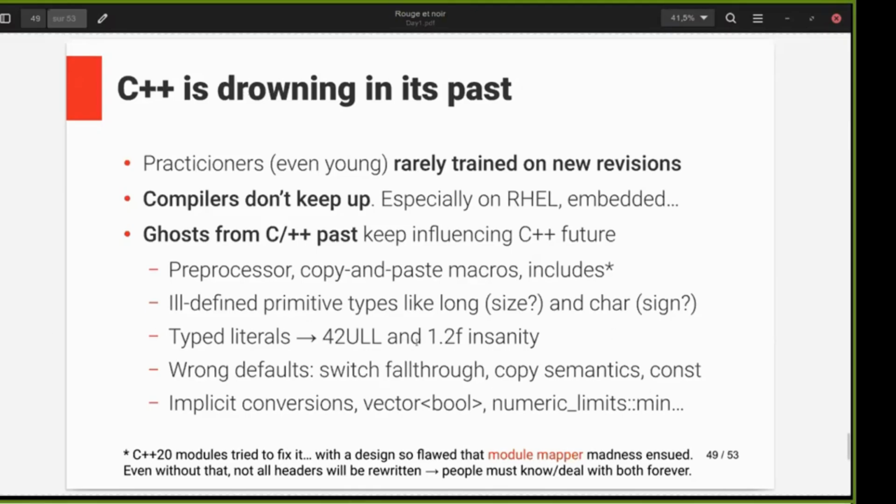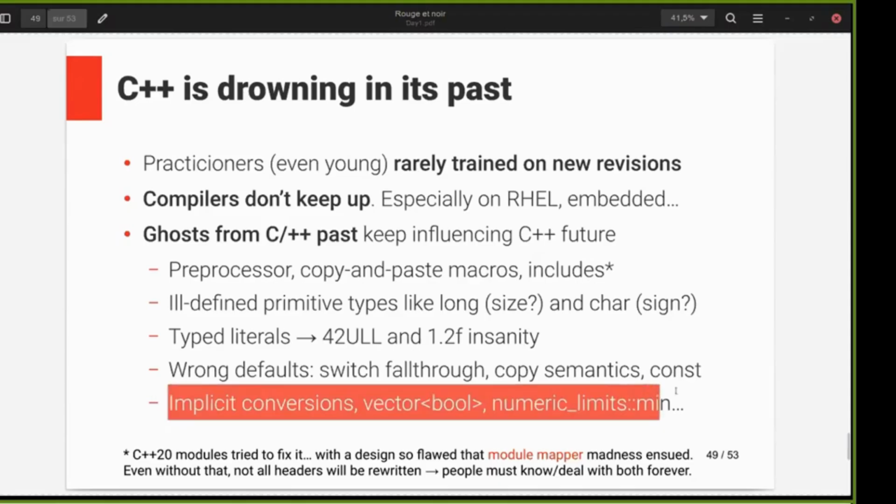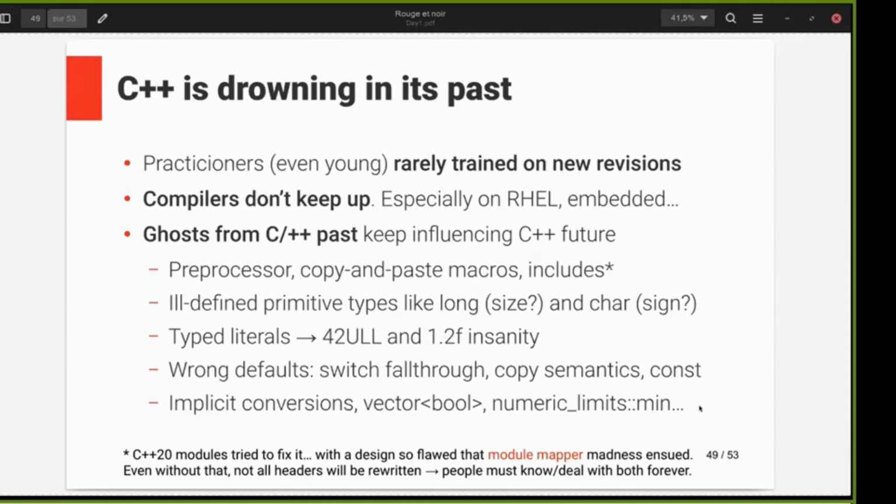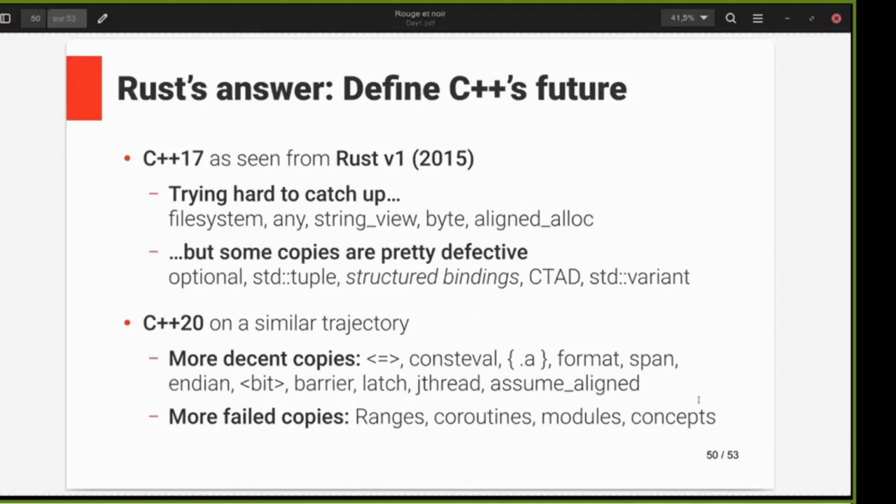Type literals, in my opinion, were a major mistake in the design of C that C++ inherited. It means that if you want to do a single precision computation, you need to write point F all over again, which is madness. Many defaults, we would argue these days, are a bit wrong, like the fact that switch falls through by default, the fact that assignment copies by default, the fact that you need to mark things as const instead of marking them as mutable. And then there are just things that were badly designed in C++, but we still need to live with them today.